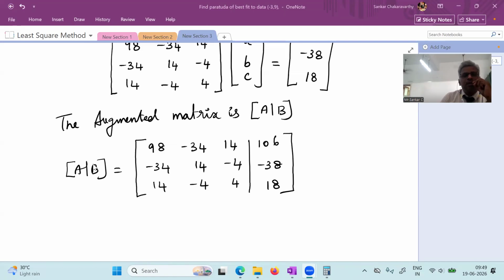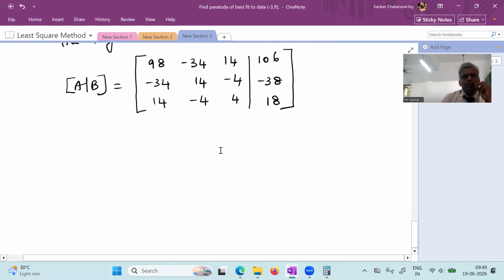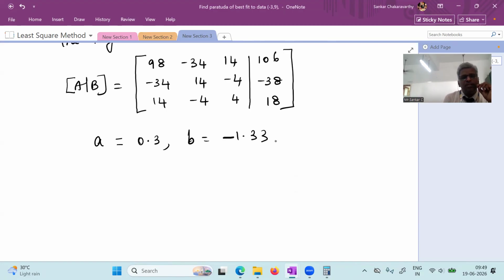We can write this augmented matrix. After writing this augmented matrix, by bringing it to the reduced echelon form, we can obtain the solution here. By keeping the first row and adjusting, you can obtain the solution. That is, A is equal to 0.33 and B is equal to minus 1.33, as we had discussed earlier. The same method, you can find the solution like this. And C is equal to 2.